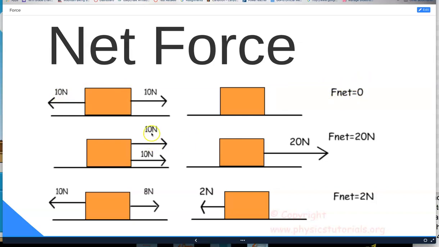Now if we look at the second one, we have 10 newtons in the positive direction, 10 newtons in the positive direction. So 10 newtons plus 10 newtons is 20 newtons in the positive direction. So that's where we get a net force of 20 newtons.